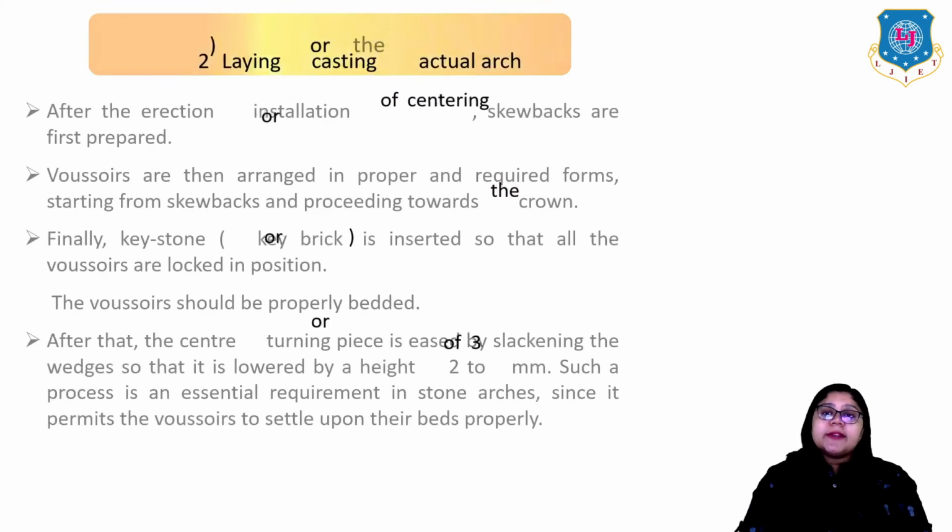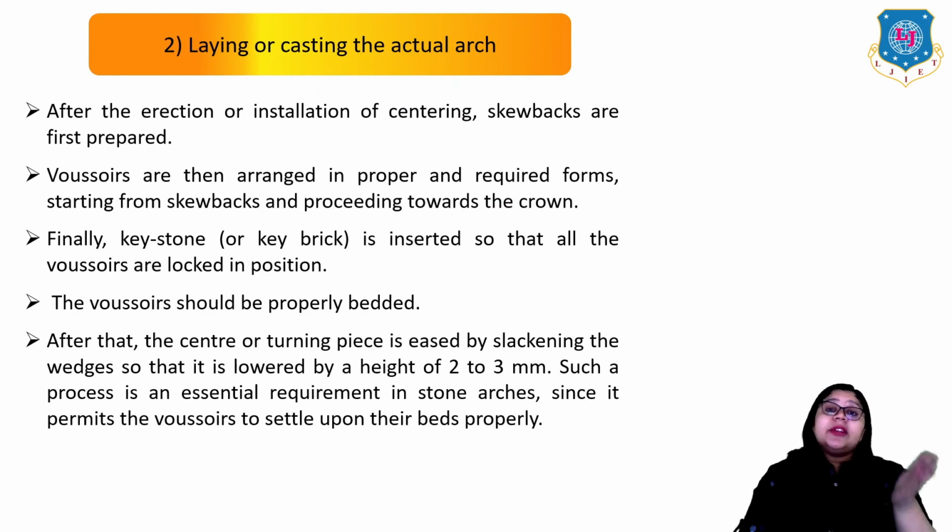Now let us move to the second step, which is laying or casting the actual arch. After erection of the centering, skew backs are first prepared. Voussoirs are then arranged in the required form, starting from the skew backs and proceeding towards the crown. Finally, the keystone is inserted so that all the voussoirs are locked in position. The voussoirs should be properly bedded.